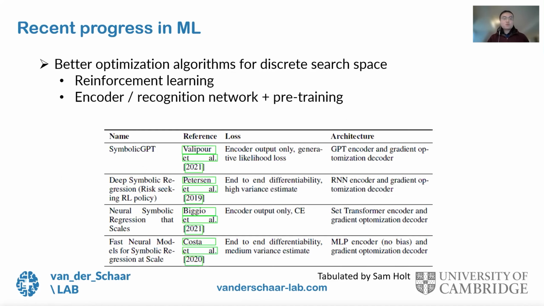So here I will review some recent progress in machine learning that is relevant to and furthers the discovery agenda. Most of the recent works focus on developing better optimization algorithms for discrete search. A promising proposal is to leverage reinforcement learning, and especially policy gradient methods, to deal with discrete structure. Researchers have also proposed to use encoder networks and recognition networks to infer the unobserved equation from the observations. And these approaches are often combined with pre-training.